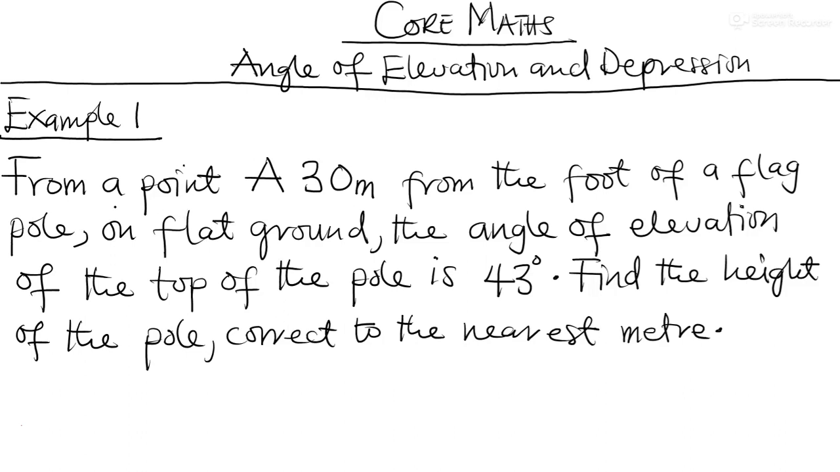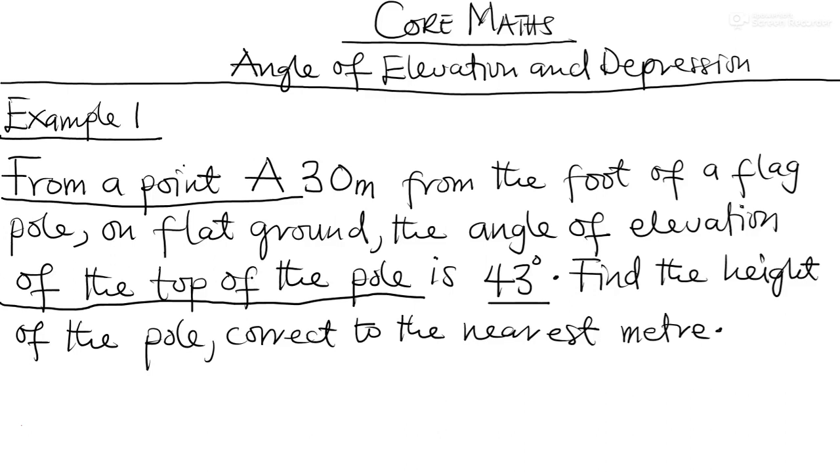So in our question, it reads, from a point A. So it means that our point of observation is what? A. So from a point A, 30 meters from the foot of a flagpole on flat ground, the angle of elevation of the top, so here our object is what? The top of the pole. Our object is the top of the pole, is 43 degrees. So this is the value of what? Angle of elevation. So these are the key things you need in order to draw the diagram. You need your point of observation and the object.